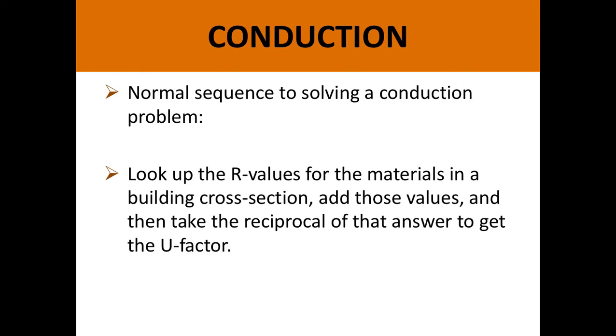So the normal sequence when solving a conduction problem: look up the R values for the materials in a building cross-section. Those you can find from catalogs, books, everything. Add those values and then take the reciprocal of that answer to get the U factor. Reciprocal, just take the R value and divide it into 1. So 1 over R equals U.